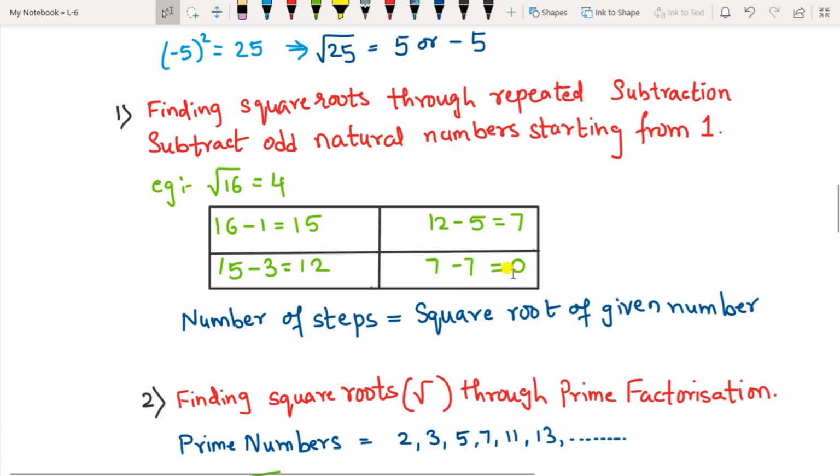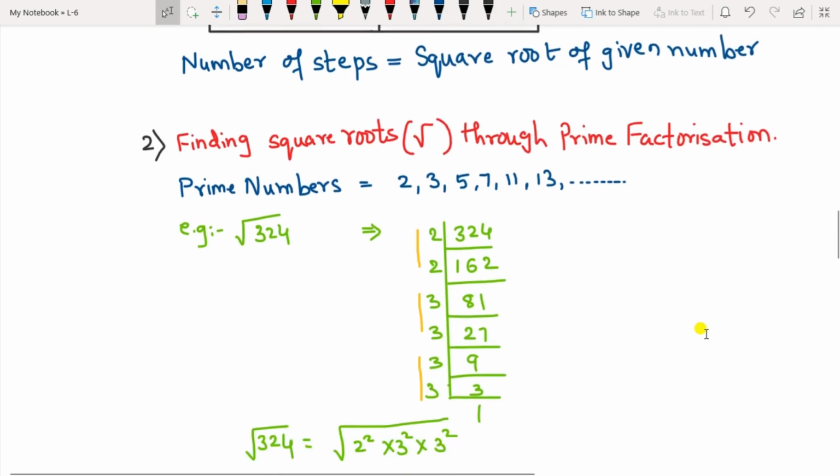So when 0 comes, count the total steps; that will be the answer for the number for which we want to find the square root. That is, for the square root of 16 we got 4 steps to get 0 as the remainder. So 4 steps means 4 is the answer. That is, the number of steps equals the square root of the given number. So that was property 1.